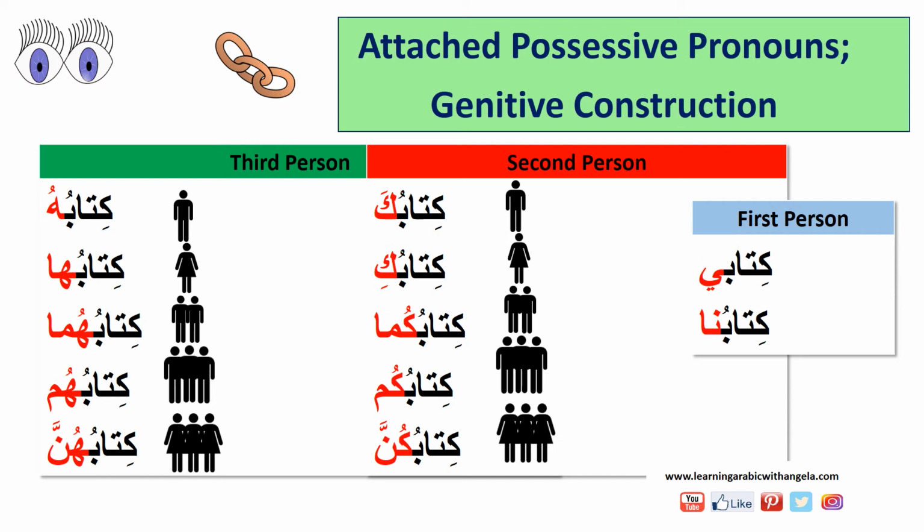Kitabuhu, his book, for the masculine. Kitabuha, her book, for the feminine. Kitabuhuma, their book, for the dual, whether masculine or feminine. كتابهم, their book, for the plural masculine, and كتابهن, their book, for the plural feminine.